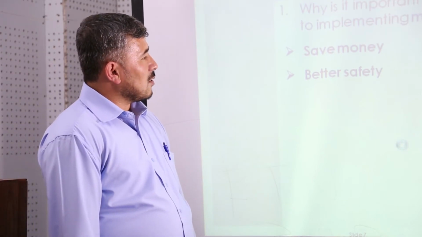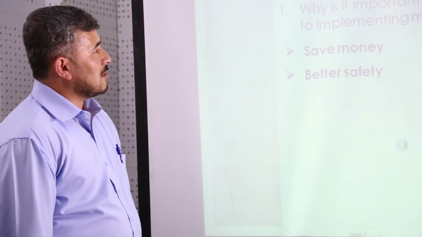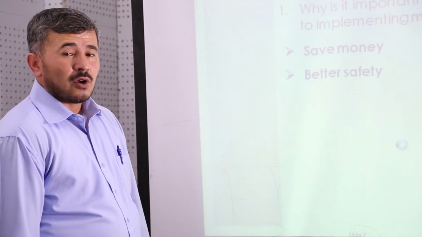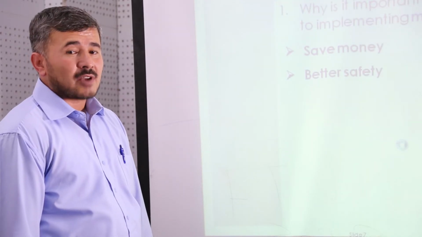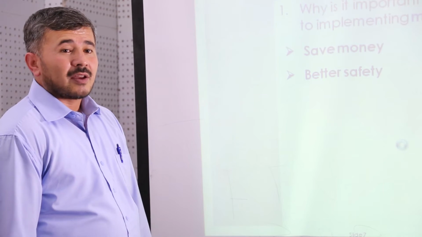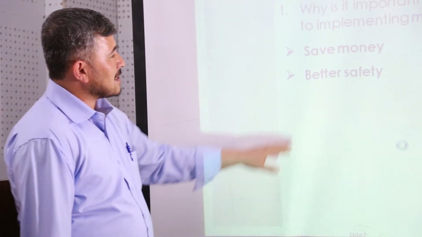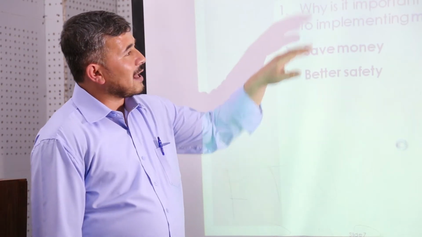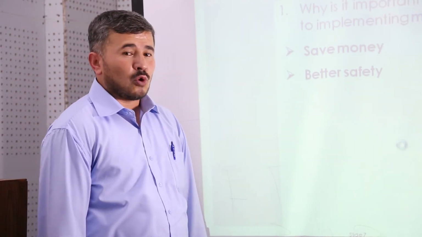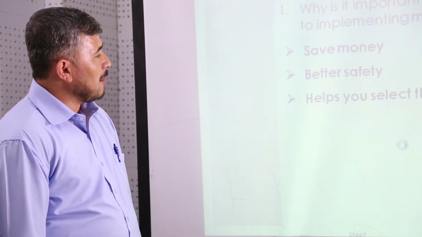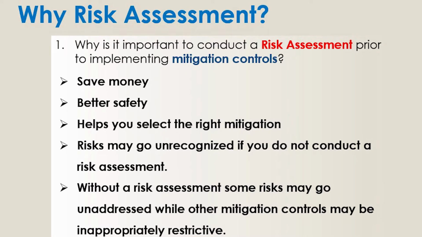Another good thing about risk assessment prior to implementing mitigation control is better safety. So we have to identify hazards to protect the lab personnel from them. If it is identified during risk assessment, it is easy to control it. Also, it will help you select the right mitigation strategies.